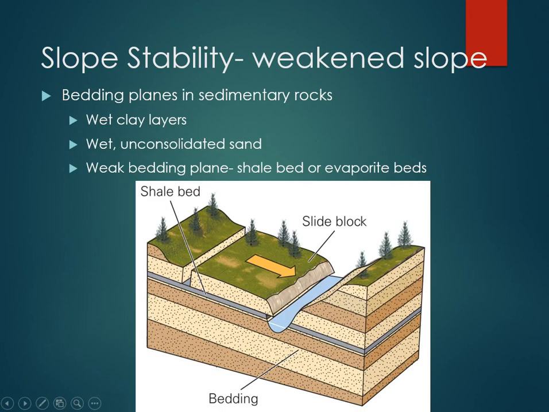The weakened slope can also happen in bedding planes in sedimentary rocks. Some of the places this happens most commonly is on wet clay layers. Clay tends to be very slippery when it gets wet. It can be on really wet, unconsolidated sand. Or just a bedding plane itself, like a shell bed or evaporite beds. Things slide on those really, really easily.